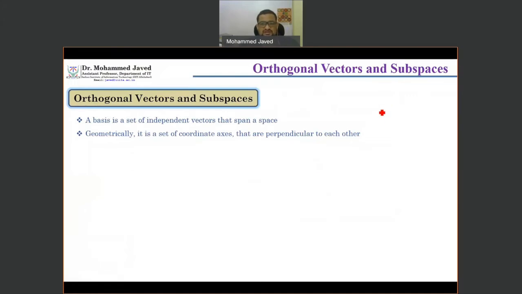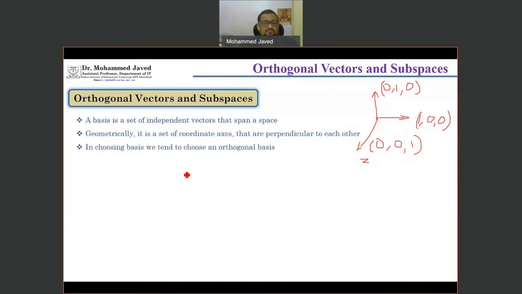Now you can see that the standard basis vectors can be represented in 3D. I can say that x is 1, y is 0 and z is 0. So this is the coordinate of the x-axis, the coordinate of the y-axis is 0, 1, 0, and for the z-axis it is 0, 0, 1. So this forms the standard basis in three dimensions.